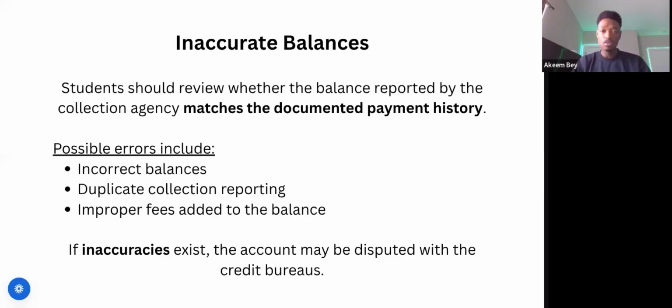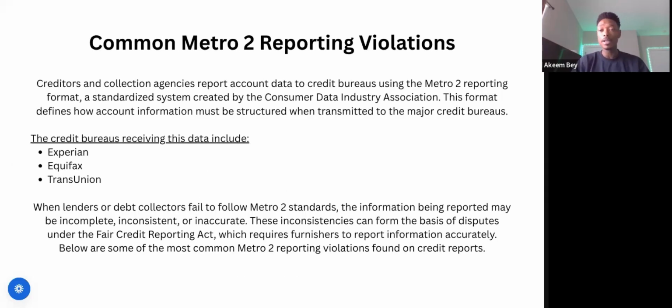Some common Metro 2 reporting violations when it comes to collection accounts. You've got to understand that creditors and collection agencies report account data to a standardized system created by the CDIA, or the Consumer Data Industry Association. And this format defines how account information must be structured when transmitted to the major credit bureaus so that they can then place that information on your credit report. When lenders or debt collectors fail to follow Metro 2 standards, this is when the information being reported may be incomplete, inconsistent, or inaccurate. And these inconsistencies can form a basis for your disputes under the Fair Credit Reporting Act, which requires those furnishers to report that information accurately.